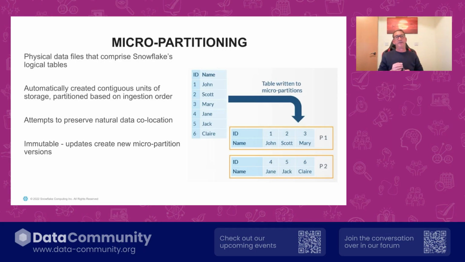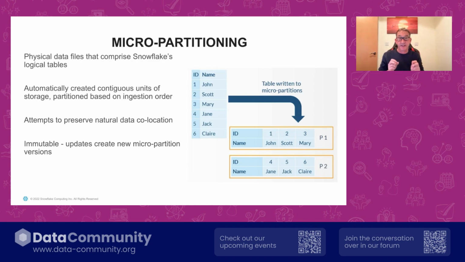So let's look at how this might work conceptually. Again, these are physical data files in cloud storage. They comprise data in the tables, in logical tables, and they're automatically created. So you don't have to do any manual creation or management of these files. As you load data, we chunk the data up into these 16 meg micropartition files. We do attempt to preserve natural data co-location.